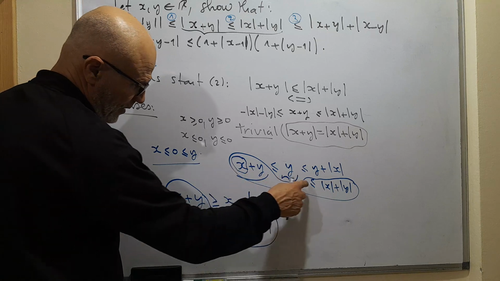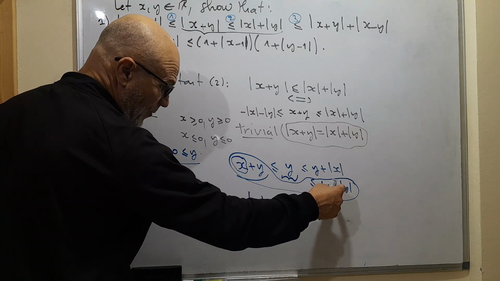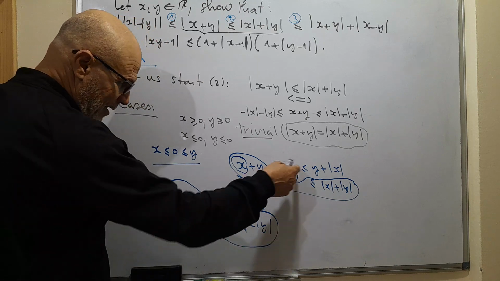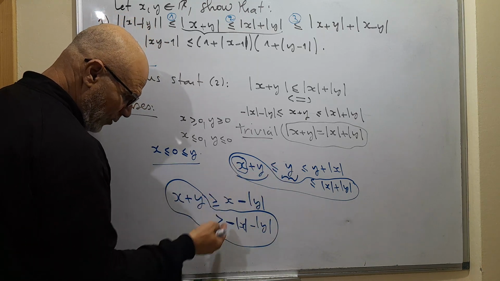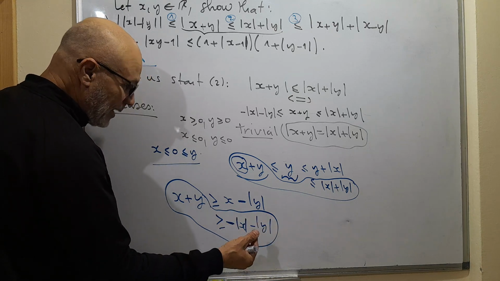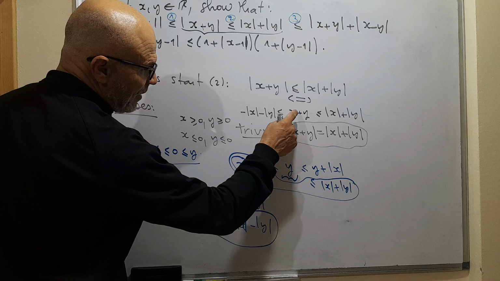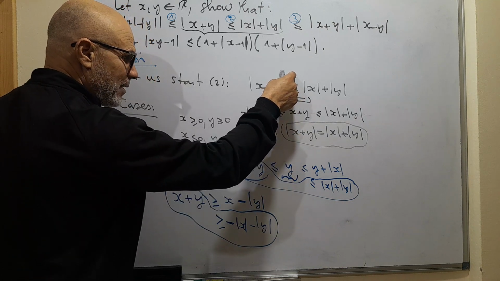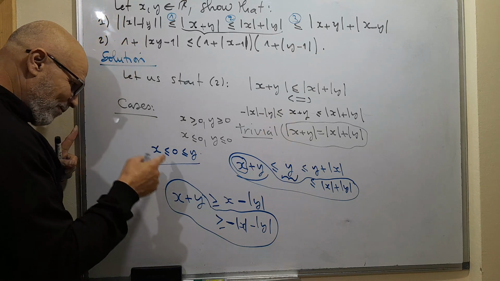x plus y is less than or equal to the absolute value of x plus the absolute value of y, and x plus y is greater than or equal to minus the absolute value of x minus the absolute value of y. This means this, and this is exactly this one. This is the triangle inequality.